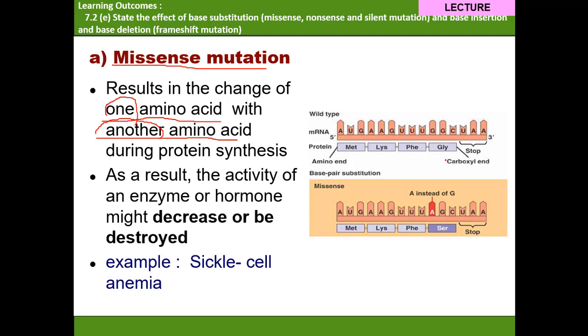So missense mutation results in the change of one amino acid to another amino acid. As a result, the activity of an enzyme or hormone might decrease or be destroyed. The example of missense mutation is sickle cell anemia. For this one, you will learn more in detail during tutorial class.